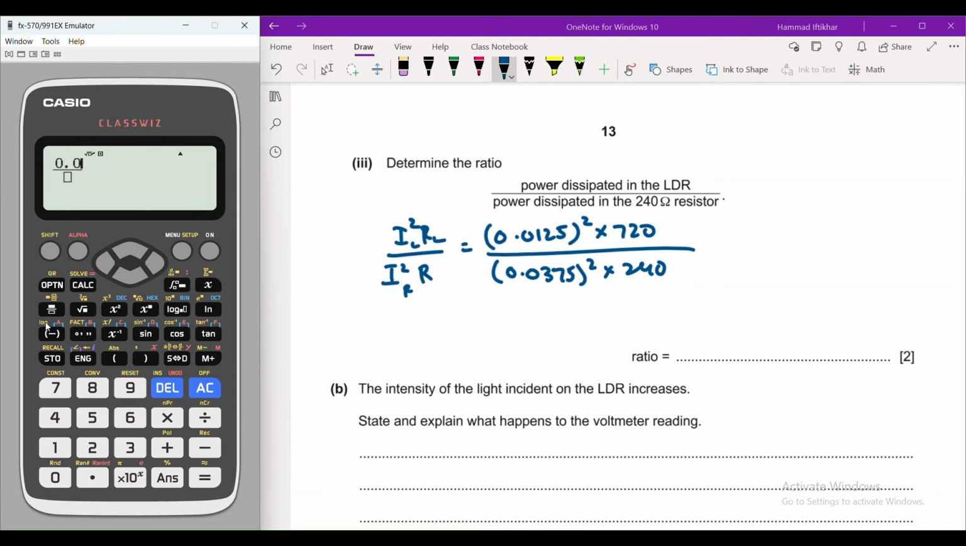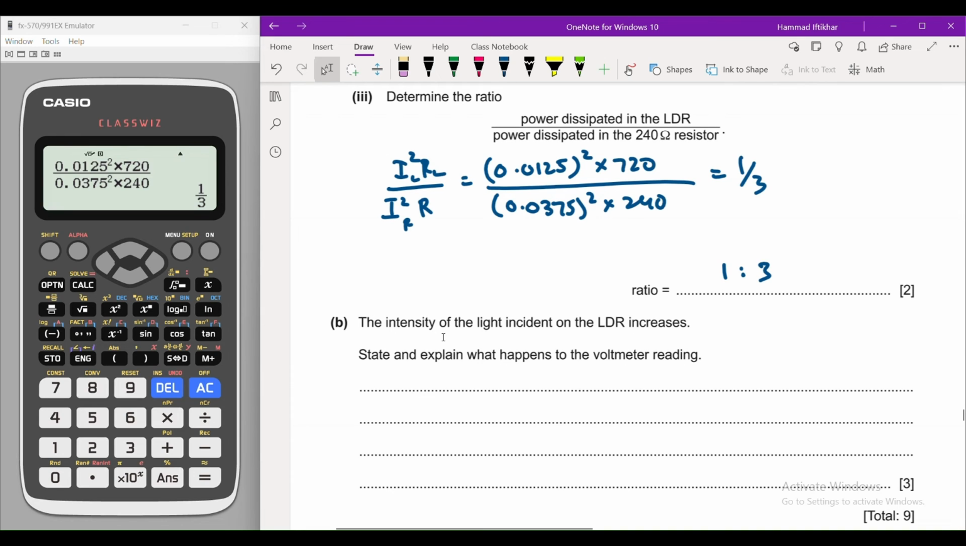So we have 0.0125 whole squared times 720. Then we have 0.0375 whole squared times 240. So we have 1 over 3. So 1:3.